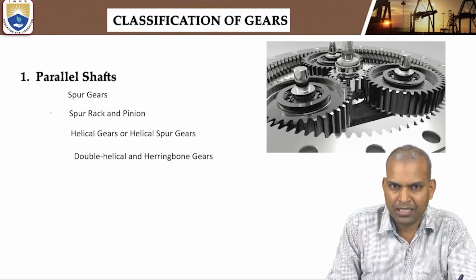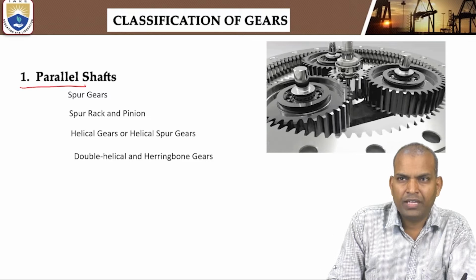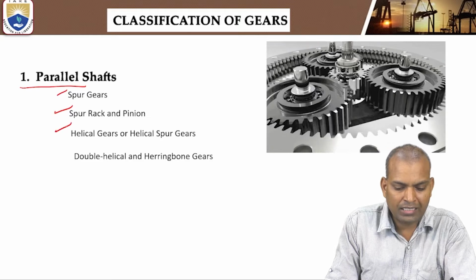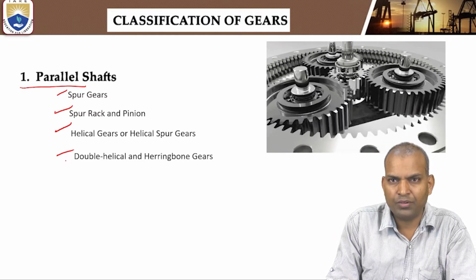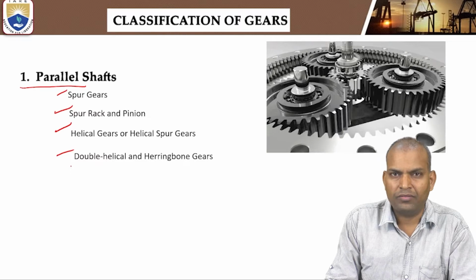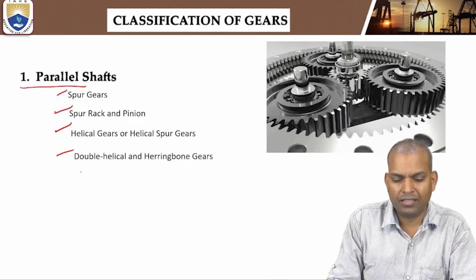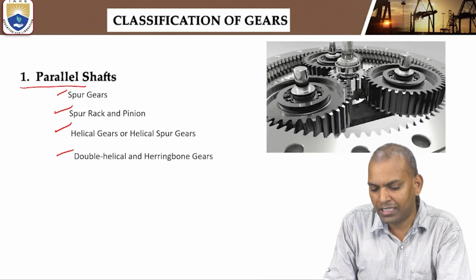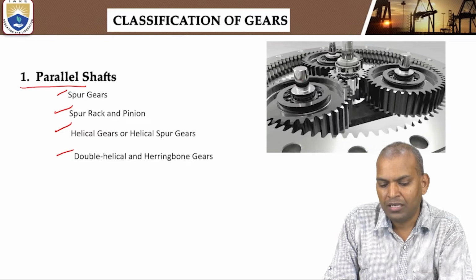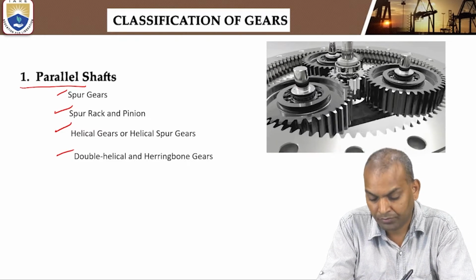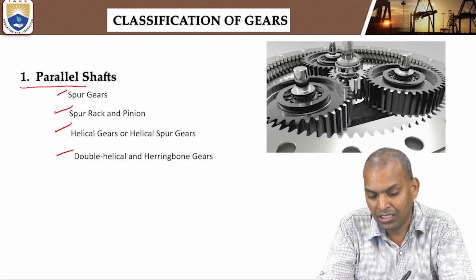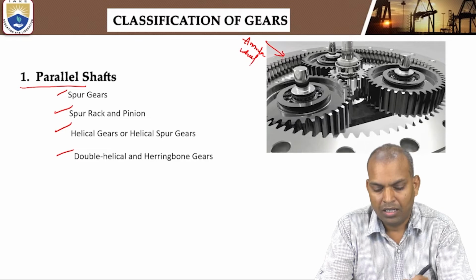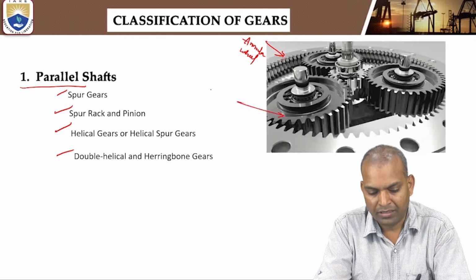If the axes of the shafts are parallel, the gears are classified into spur gears, rack and pinion, helical gears, and double helical or herringbone gears. So these are various types of gears based on parallel shafts. We can see all these axes here are parallel to each other. So the gears here are inner contact gears. This is the annular wheel. Now this is the pinion or inner wheel.